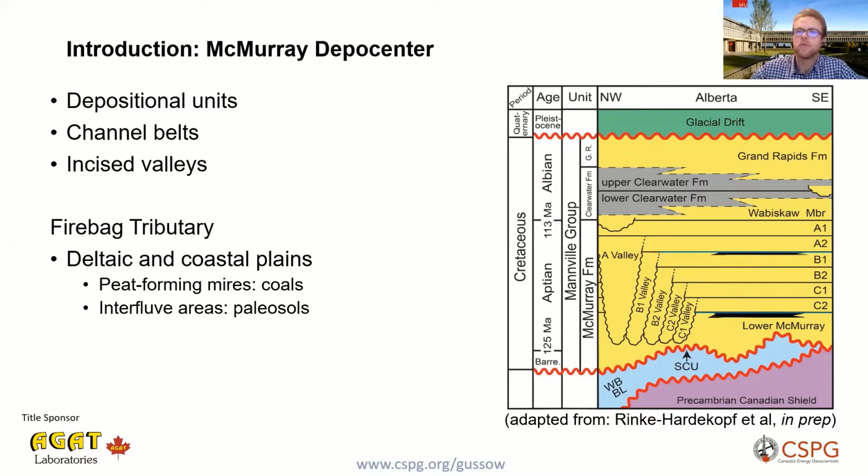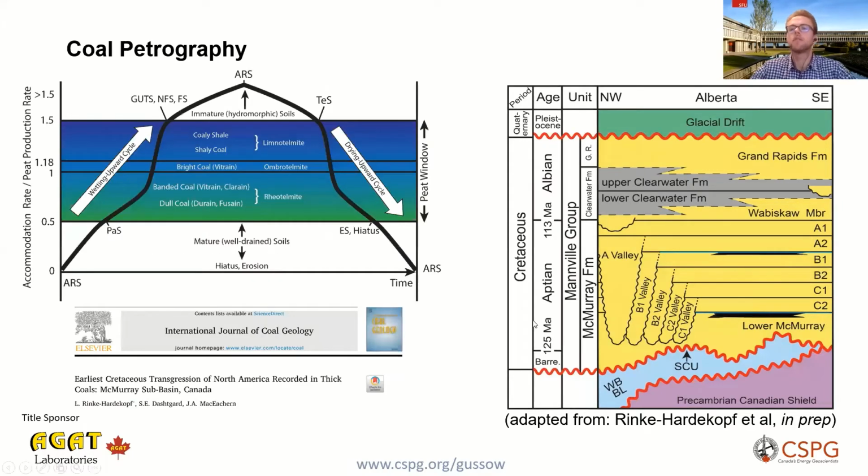So in contrast to many of the deposits of the McMurray Formation, the deposits of the Firebag Tributary exhibit a significantly higher proportion of the deposits of deltaic and coastal plains, specifically the deposits of peat-forming mires, which would be coals, or the deposits of some of the interfluve areas, which may form paleosols. And in 2019, we published this paper in the International Journal of Coal Geology, in which we showcased how petrographic trends within the coal seam sitting atop the lower McMurray Formation here directly relate to and highlight the earliest transgression of the boreal sea in the Cretaceous.